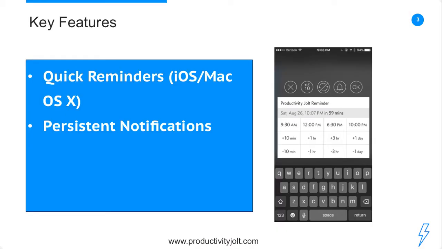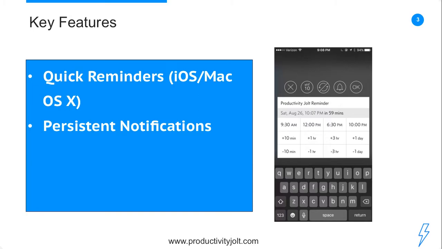Some of the key features are quick reminders. I know one thing: when I'm running around during my day-to-day activities, I need to be able to quickly open up my phone and type in exactly what the reminder needs to be. So as you can see on the right side, you can quickly pick a time, a date, as well as typing in exactly what that reminder means.